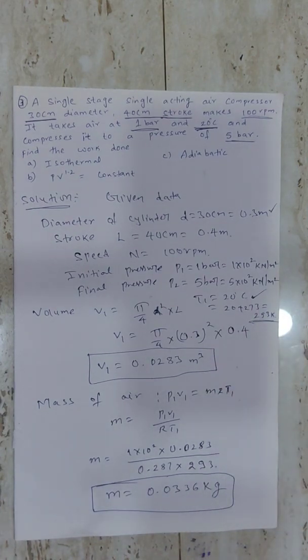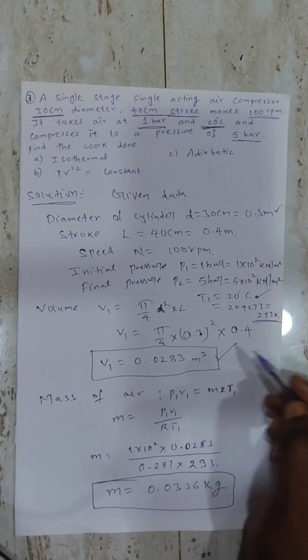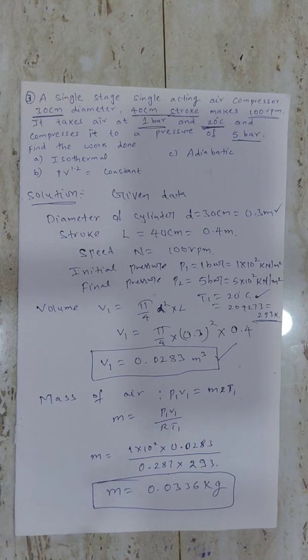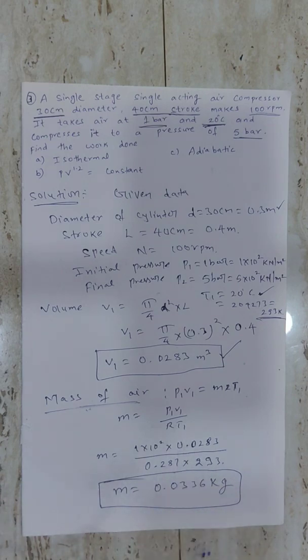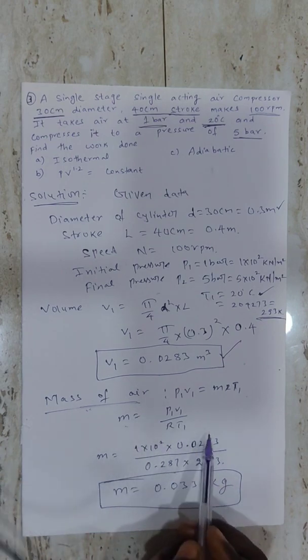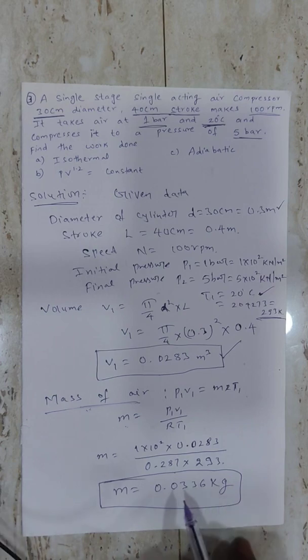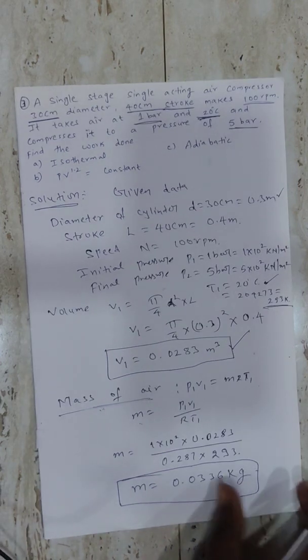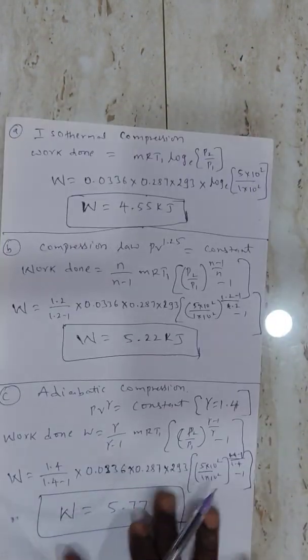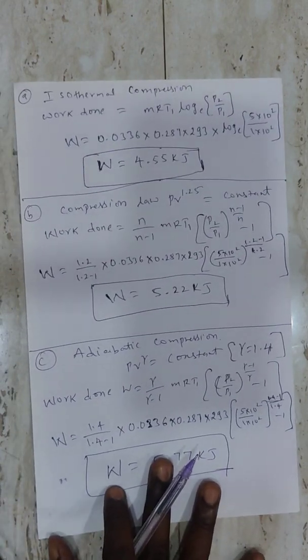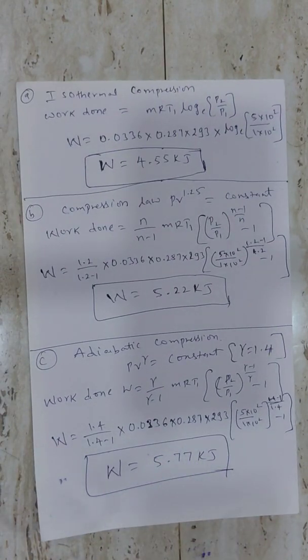First we'll find out the volume, that is V is equal to pi by 4 D square into length, and after substituting we'll get the volume V is equal to 0.0283 meter cube. We'll find out the mass of air. P1 V1 is equal to mRT1, so m is equal to P1 V1 by RT1, and the m will be 0.0336 kg. Now the main problem, the work done. In isothermal compression, the work done will be mRT1 log base e P2 by P1. After substituting, we'll get 4.55 kilojoule.